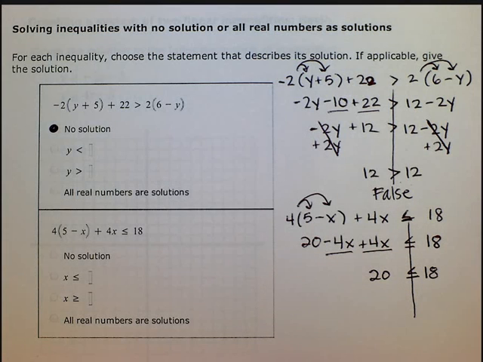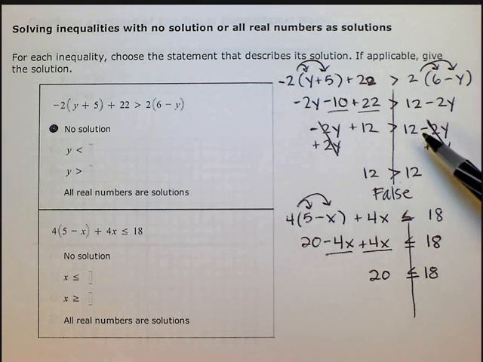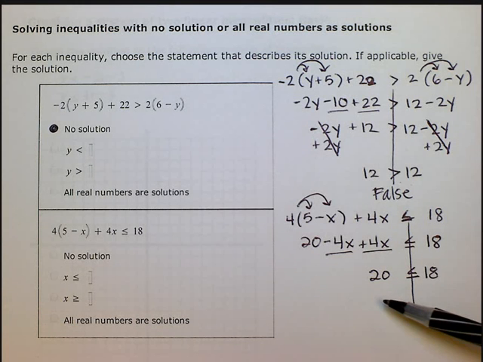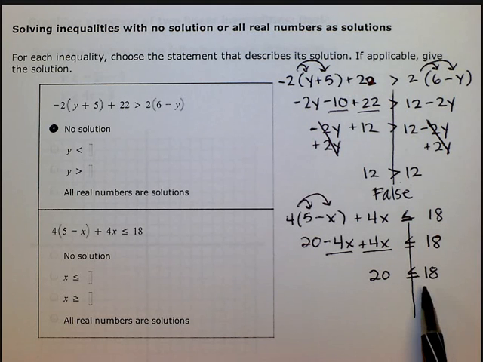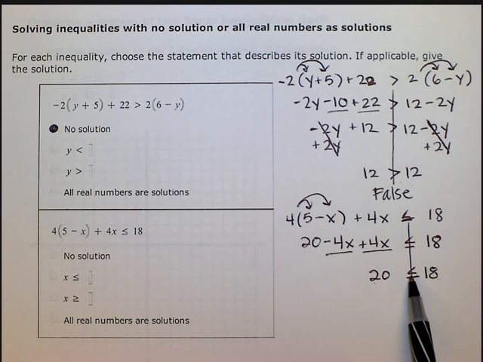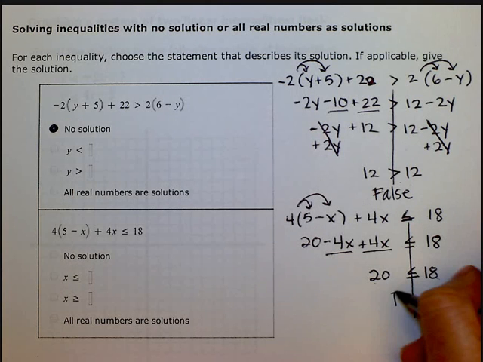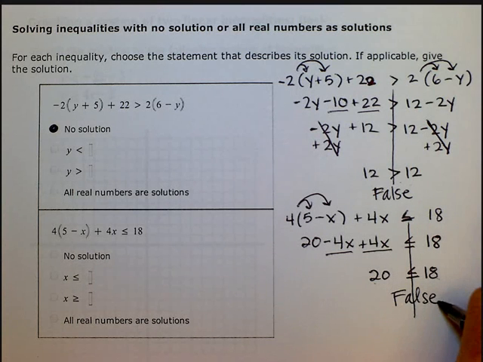So again, just like up here, my variable canceled out, and now I have to decide if this statement at the end is true. Is 20 less than or equal to 18? Well, it's not equal to and it's not less than, so this one is also false, which means no solution.